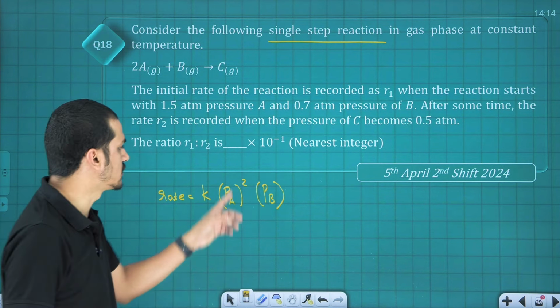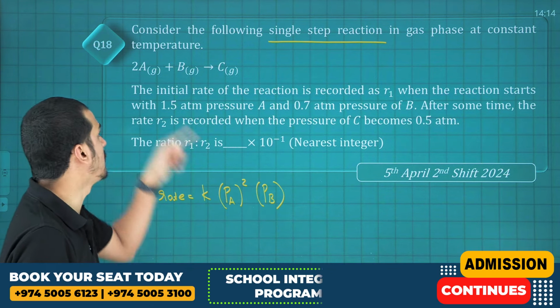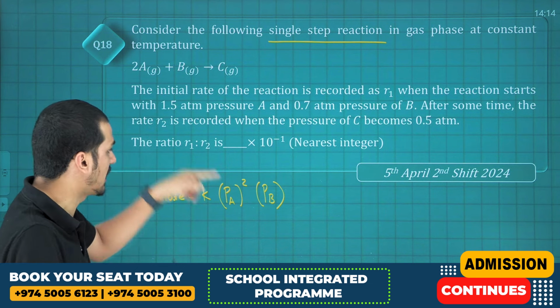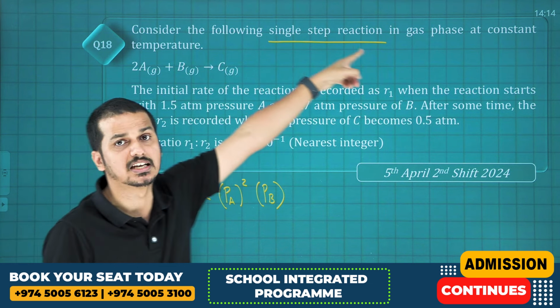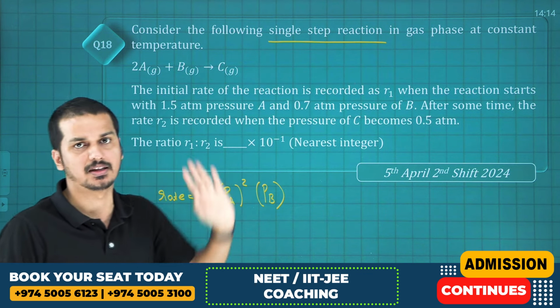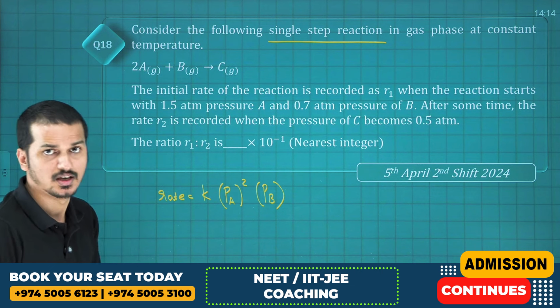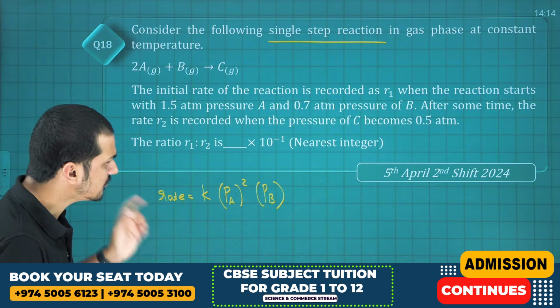If it is concentration, concentration squared, concentration raised to 1. Why am I writing 2 and 1 directly? Because they have given a single step reaction. Single step means directly we can write the powers from the stoichiometric coefficients. Okay? Now the question.